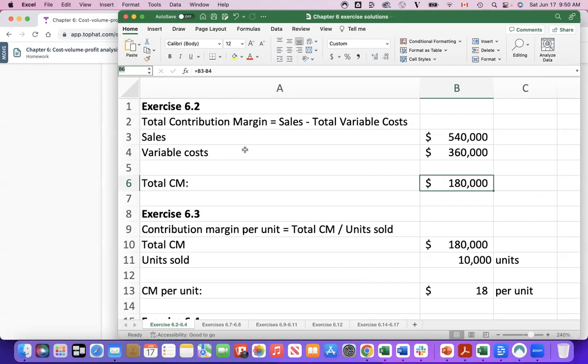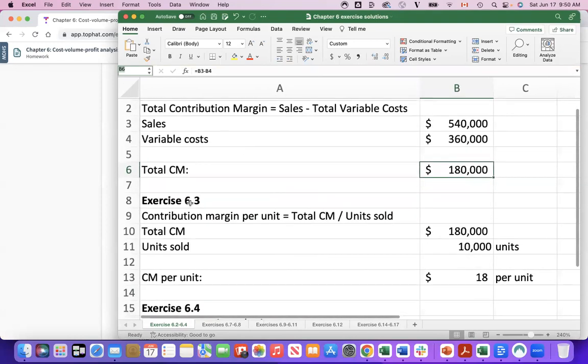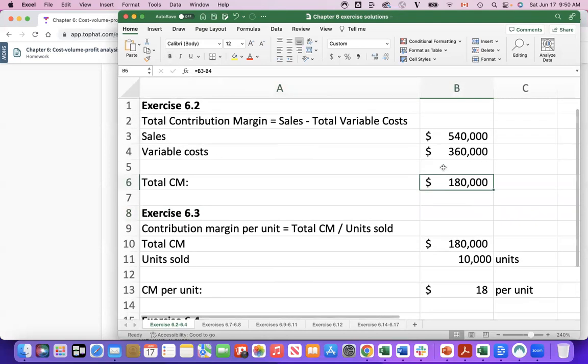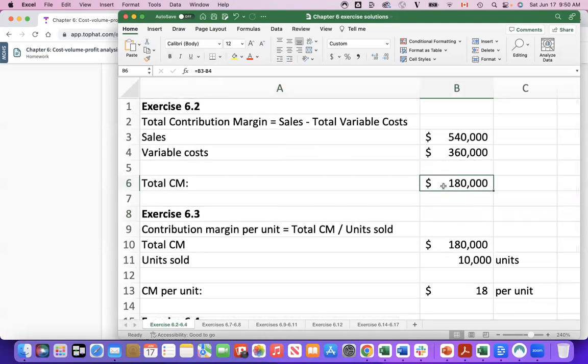Looking at 6.3, that wanted us to calculate contribution margin on a per unit basis. How we calculate contribution margin per unit, there's a couple different ways you can do it. Based off of the information that we have right now, we can take our total contribution margin, which we just calculated in 6.2 to be 180,000, and divide it by the number of units sold, which was 10,000 units. In this case, we get a contribution margin of $18 per unit.